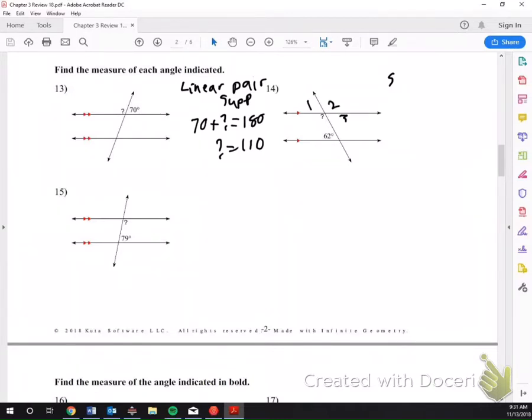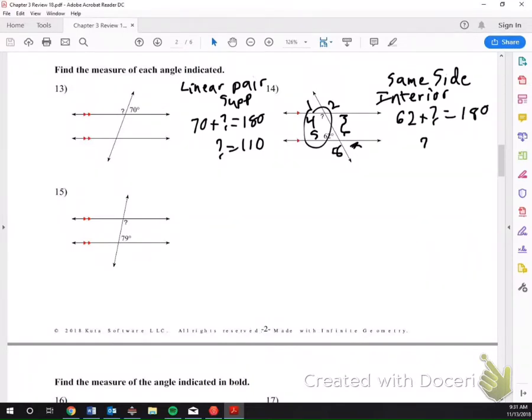Now here, I have 1, 2, 3, 4, 5, 6, 7, 8. Looking at 4 and 5. Now if I look at my chart, I see that those are same side interior angles, which means they're supplementary. So same side interior, supplementary. So I know that means they add up to 180, do the math, and I get 118. That's what that last one would look like.